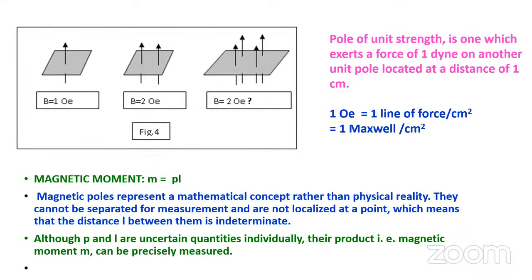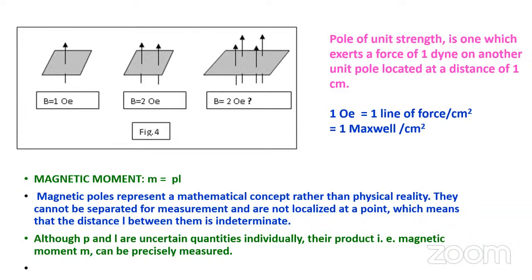So basically, it is related to the number of lines of force passing through an area of 1 centimeter square. Suppose I take an area of 1 centimeter square and only one line is passing, then the field can be called 1 Oersted. If 2 lines are passing, then 2 Oersted. Now suppose I increase the area to 4 centimeter square, and 4 lines are passing, then it should be only 1 Oersted and not 2 Oersted. So this is how you can define 1 Oersted.